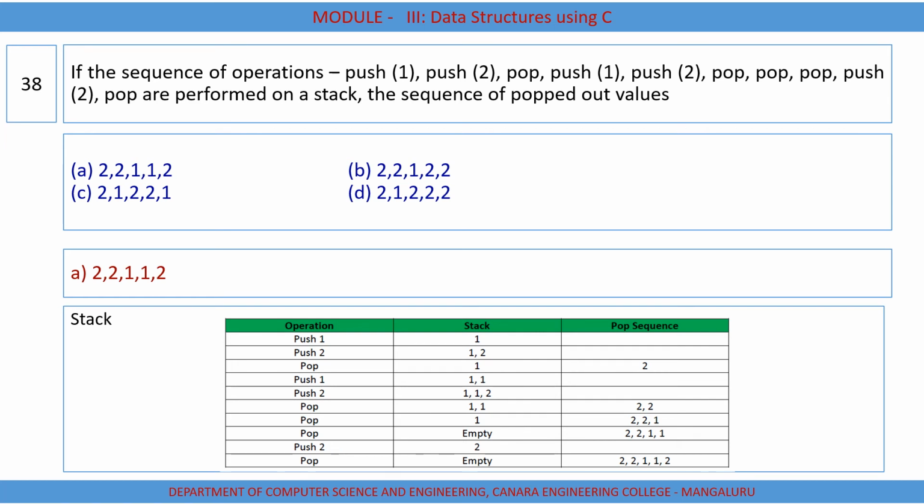Pop another element, that is 2. So 2 was previously popped and another 2 is popped. Then pop 1, so 2, 2, 1. Then once again pop 1, so 2, 2, 1, 1. Next pop: since there is no element, the stack is empty, so push 2 once again. So 2 is pushed into the stack and popped, and that 2 is put into the popped sequence. So 2, 2, 1, 1, 2 is the right answer for the given question.